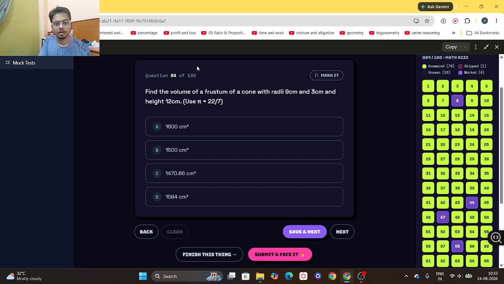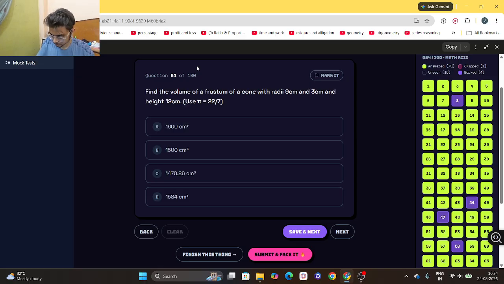Next. Find the volume of the frustum of a cone with radii 9 centimeter and 3 centimeter and height 12 centimeter. Volume of frustum is 1 by 3 pi (R square plus r square plus Rr) into h.